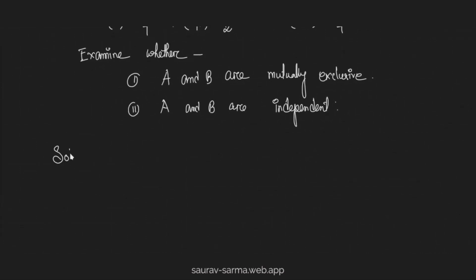So solution, it is A and B, this two. Without mutually exclusive ketia pam if probability of A intersection B is 0 hoy. A and B independent ketia hobo, probability of A intersection B jodi probability of A into probability of B hoy, right?